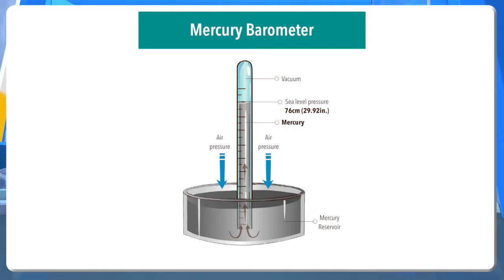How do we know this? How do we measure atmospheric pressure? Atmospheric pressure is measured using an instrument called a mercury barometer. This mercury barometer records atmospheric pressure in units like millibar and hectopascal. As you can see, this 76 centimeter mark indicates the level of mercury at normal atmospheric pressure. The atmospheric pressure at this point will be 1013.2 millibar, or 1013.2 hectopascal.